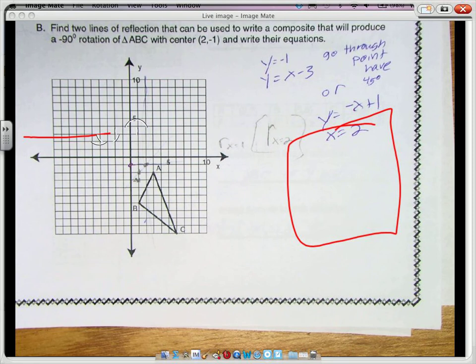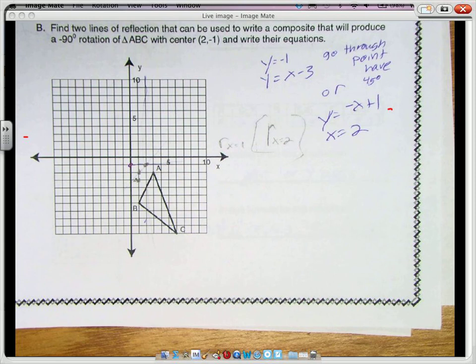So first things first, I am going to put a dot at 2, -1. So over 2, down 1. Okay. I want A to be at a 90-degree angle to my new A. So that's got to be right here. So A goes from 3, 2 to my new A, which is going to be 1, -2. How am I going to get there?